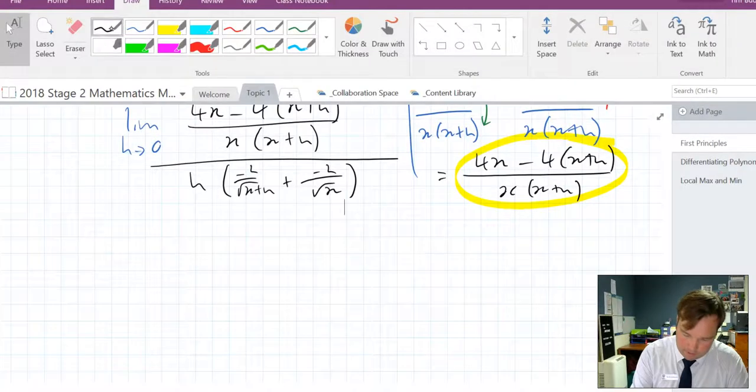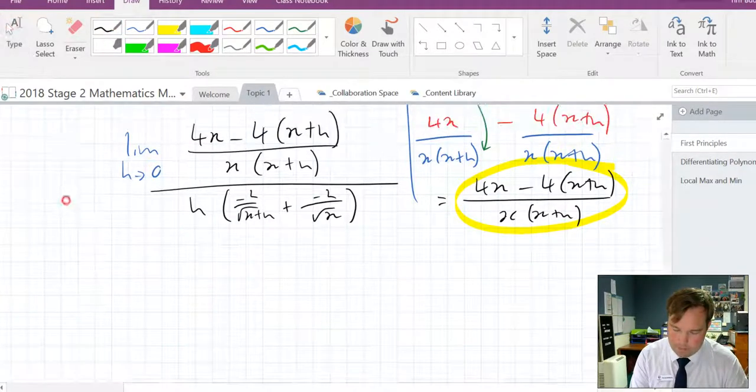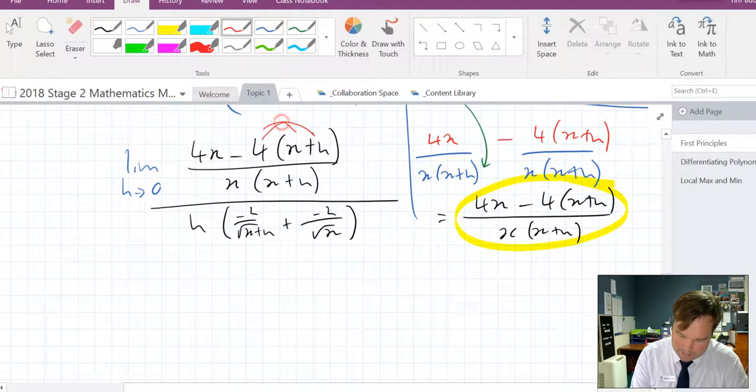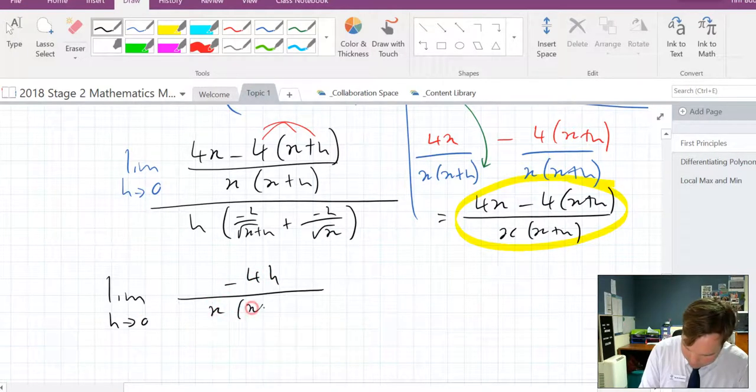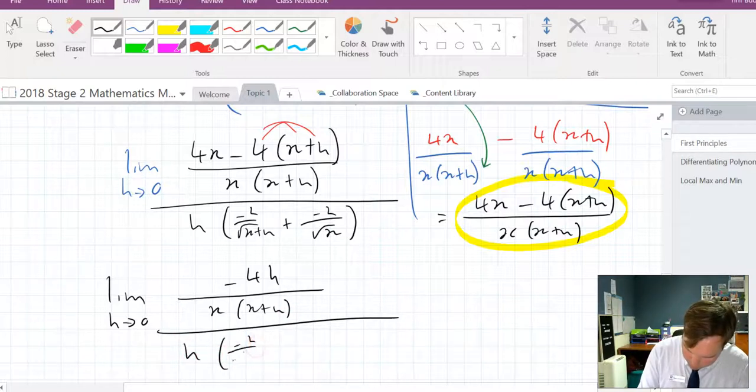Now, let's simplify the top. Simplifying the top, we can imagine this 4 expanding out to have a minus 4x and a minus 4h. Note here that we have 4x take 4x is 0, so then we're left with minus 4h on top. So limit as h approaches 0 is minus 4h over x plus h over this entire mess, h, minus 2 on root x plus h plus minus 2 on root x.